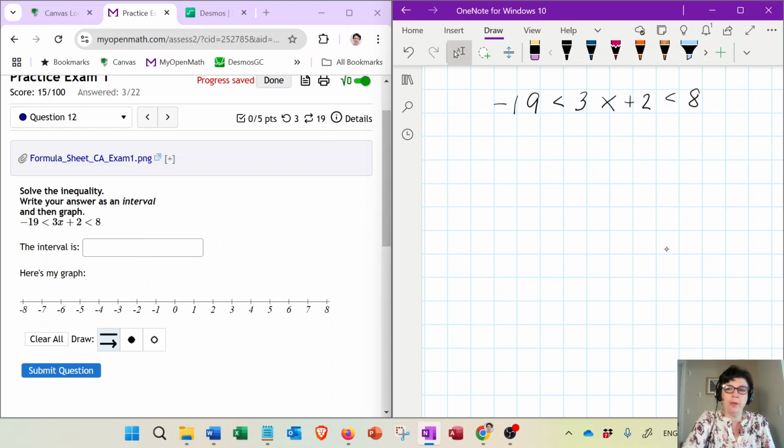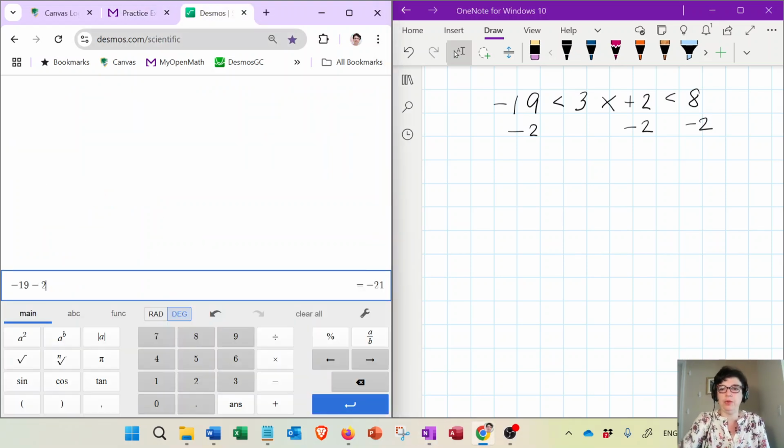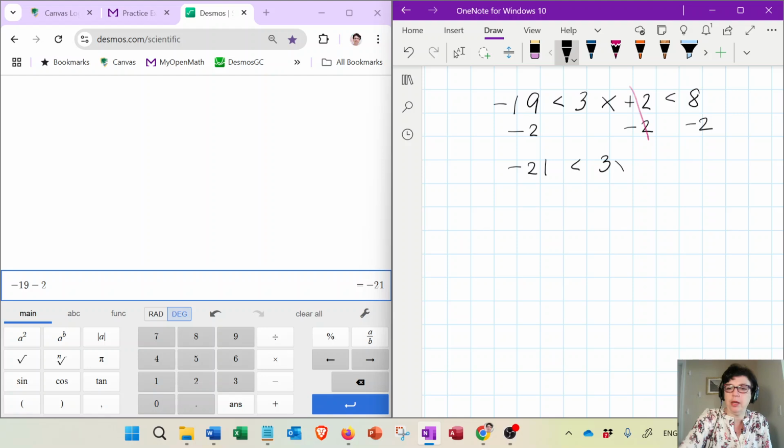We can use the same results that we can, for example, always subtract or add the same number to all sides, and the inequality will not change. So I'm subtracting 2 from both sides. Now, negative 19 subtract 2, you can use a calculator for that. That's negative 21 on the left-hand side. Then here it is going to cancel out, and I get 3x. And then on the other side, I get 8 minus 2. So 8 minus 2, that's 6.